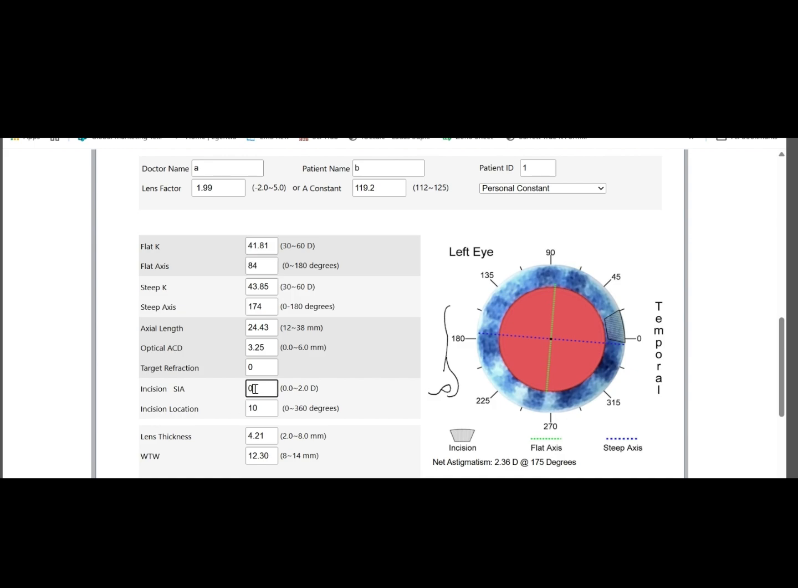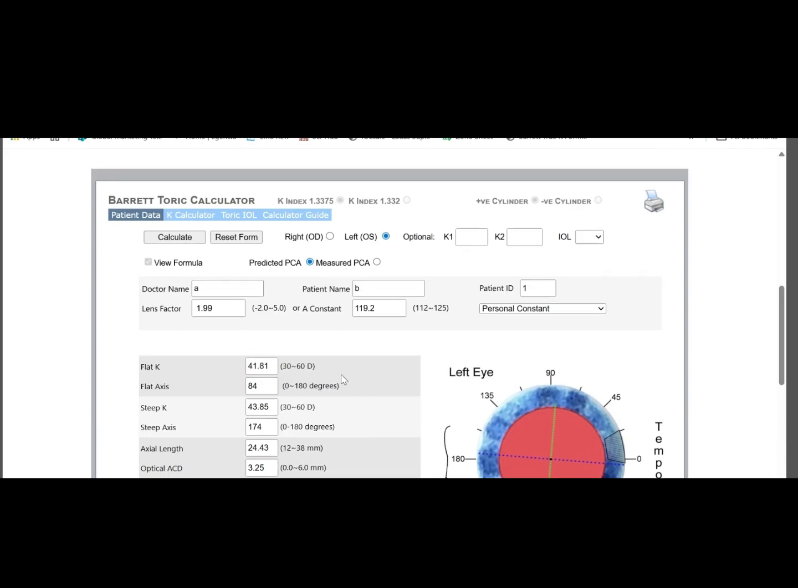I kept the SIA at 0 deliberately to show you the impact of the toric lens without taking the SIA into consideration. If you have a calculated SIA, you can put it in, like 0.2 or 0.1, but I kept it at 0 over here, right? Remember, I put the incision site at 10 degrees, so it is not showing me at 0, it is showing over here at 10 degrees, the incision site. So let's go and see.